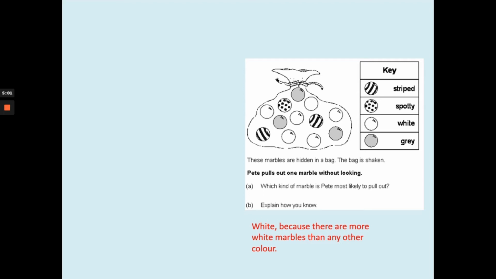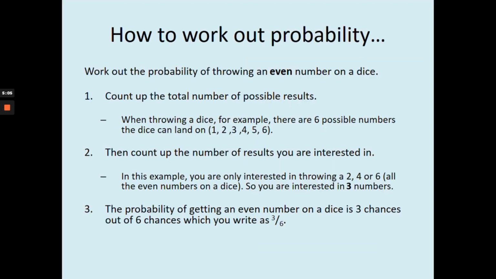Right, now we've got the terminology sorted, we're going to go into how to explain probability as a fraction. And the example I'm going to use is a dice. So work out the probability of throwing an even number on a dice. So the first thing you need to do is count up the total number of possible results.